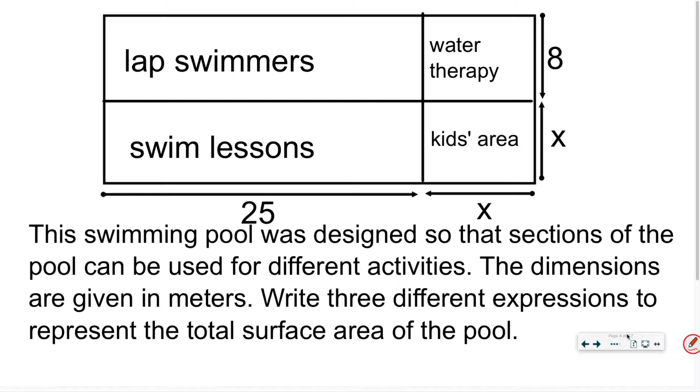Do we see any other options? What do you think? 25 and 8. What could you do with the 25 and 8? I don't mean the number, but what section would you find if you multiplied a 25 and an 8? The area of what section? Is that the dimensions of the kids' area? Then we would find the lap swimmer. So if you knew the area of the kids' area, you could then find the area of the lap swimmers. So there's a few ways that you could look at this.